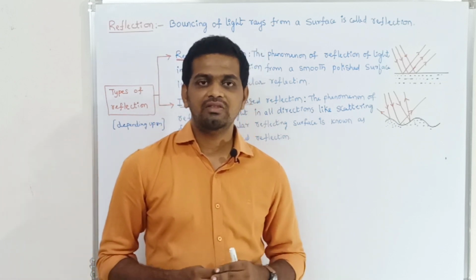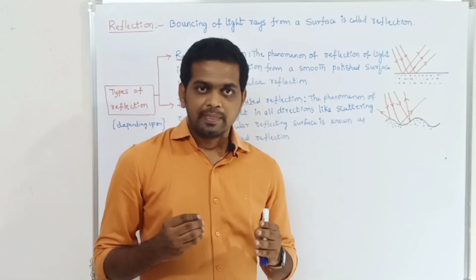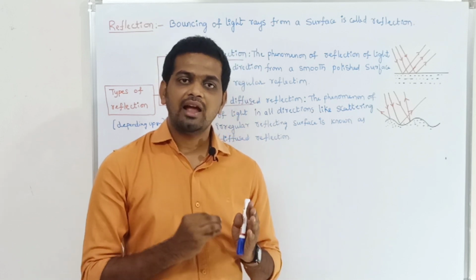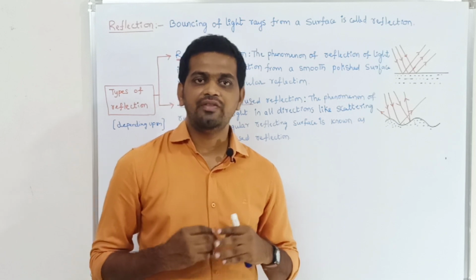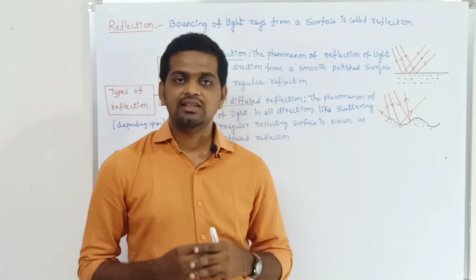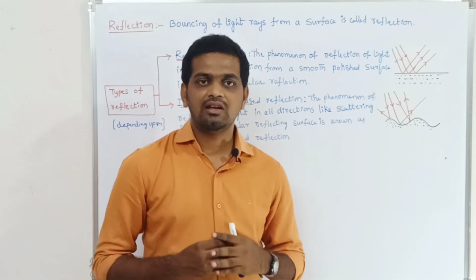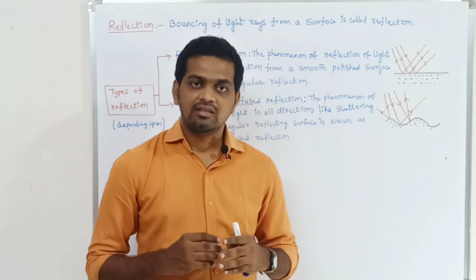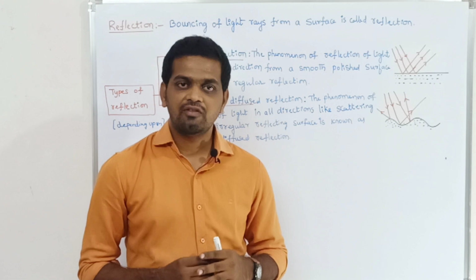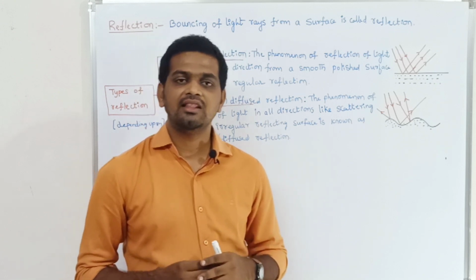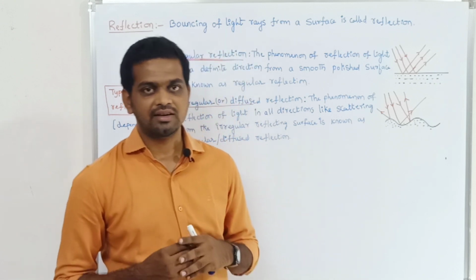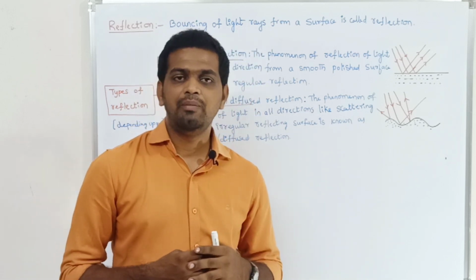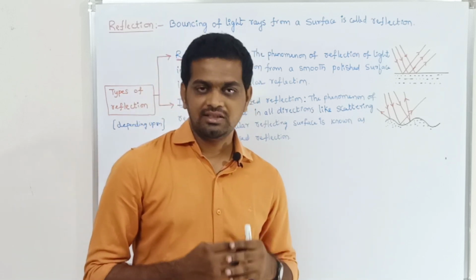Coming to the definition of reflection: the phenomenon of bouncing back of light into the same medium after striking the reflecting surface is called reflection. Is it clear, children? Once again I am repeating the definition. This is called reflection. We have two types of reflection based on the reflecting surfaces.